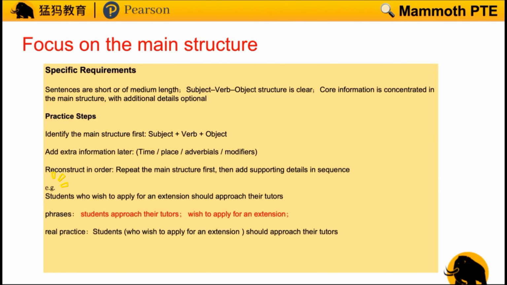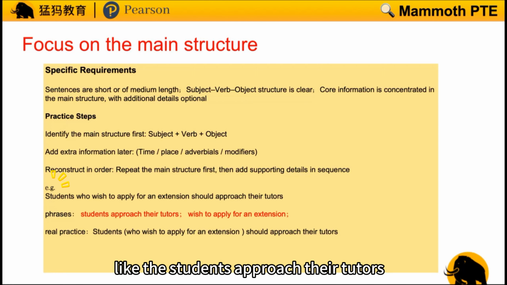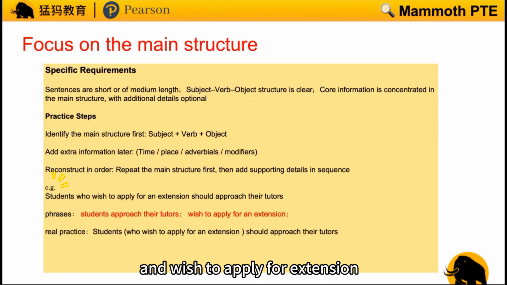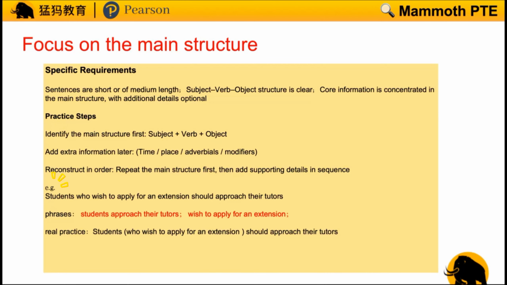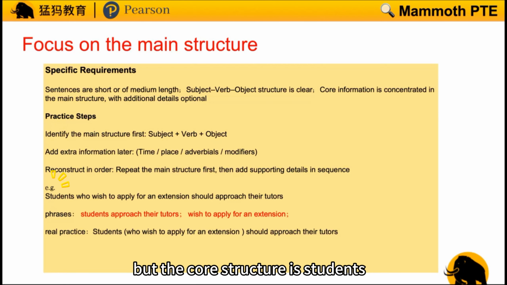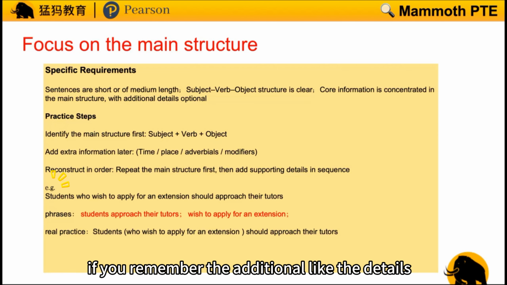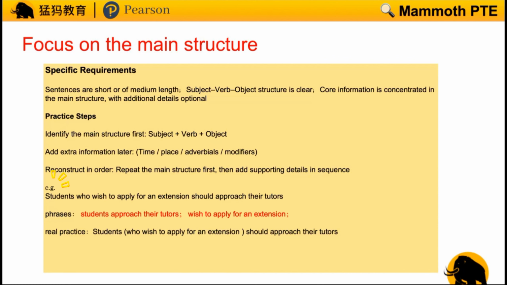For example, the students who wish to apply for extension should approach their tutors. If you heard the two phrases like the students approach their tutors and wish to apply for extension, but the core structure is students should approach their tutors, you can repeat the core structure. If you remember the additional details, we need to add them. So the real practice is: students who wish to apply for extension should approach their tutors. It's a perfect sentence.